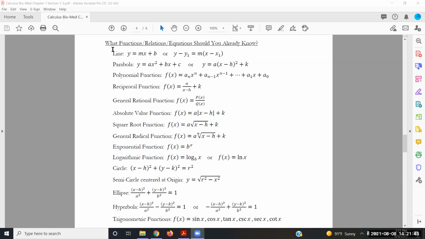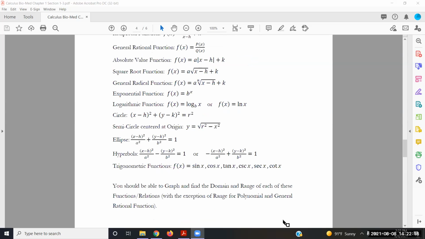And so linear functions, parabolas or quadratic functions, polynomial functions, reciprocal functions, any type of rational function. Rational functions, you know, those can get very tricky because those are more of a college algebra thing, but you should have had some graphing experience with these in Algebra 2. The absolute value functions, the square root functions, any radical functions, exponential functions, logarithmic functions, circles, semicircles, ellipses, hyperbolas, and your core trig functions. You should know all of those functions.